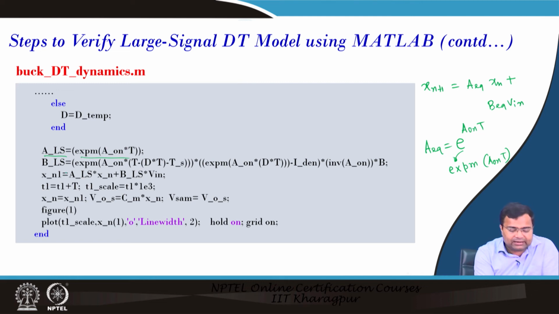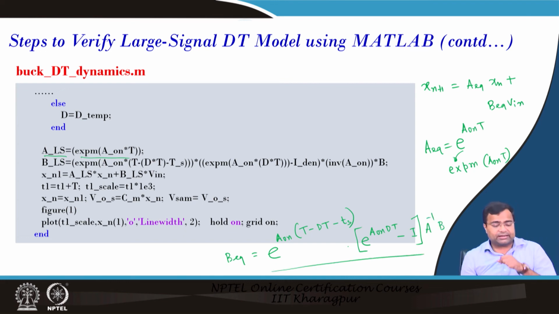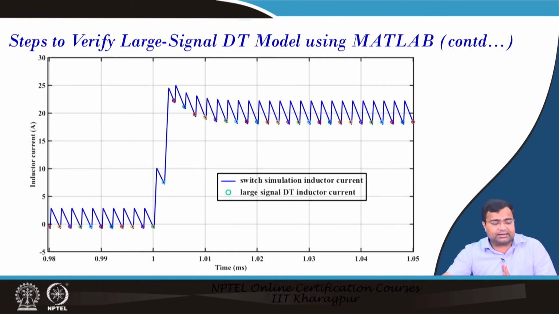Similarly, the B equivalent, if you see here, what is the B equivalent? B equivalent will be e to the power A on (t minus dt) minus ts, and inside here you can see e to the power A on dt minus identity matrix, into A inverse into B. So, this is the B equivalent matrix. So, we just plug this in and then it is running.